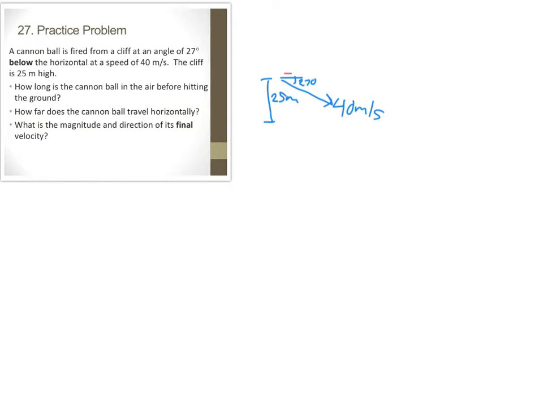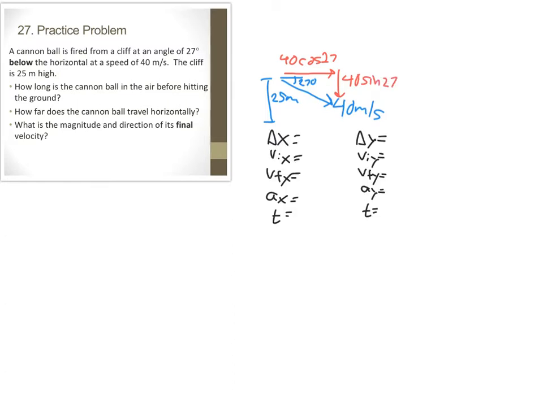So first thing I'm going to do is break that velocity into x and y components. This x component is going to be 40 cosine of 27, and this y component is going to be 40 sine of 27. Now I'm going to go ahead and set up my chart in the x and the y direction. I know always that my acceleration in the x is 0, and my acceleration in the y is negative 9.8. I just found my initial velocities in the x and y, so the x is going to be 40 cosine 27, or 35.6 meters per second, and that y comes out to be 18.2 meters per second, so I can fill those two in.